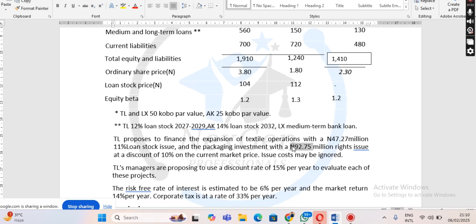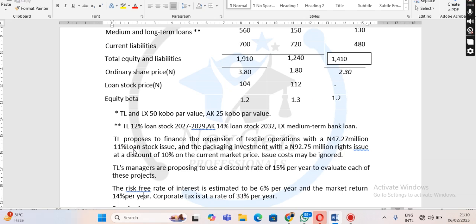Going for the debt, the cost of debt is 11%. Why the equity? The equity will be 92.75, right? Although that is the market value of equity, we already calculated the cost of equity, right? Because we are talking about the firm. You cannot exonerate the packaging investment, because that is the value, because they want to do a right issue for that as well.